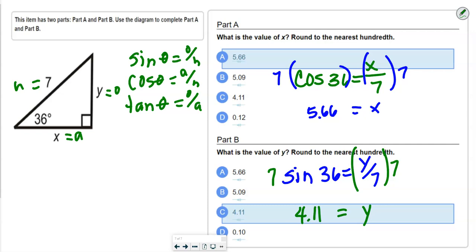Now you could have used a squared plus b squared equals c squared here too to solve for y, because you could have done 5.66 squared plus y squared equals 7 squared, subtracted the 5.66 squared from 49, and that would have gotten you 16 point something, because I know that because the answer is 4.11. So then you would have taken the square root of whatever that was. Okay.